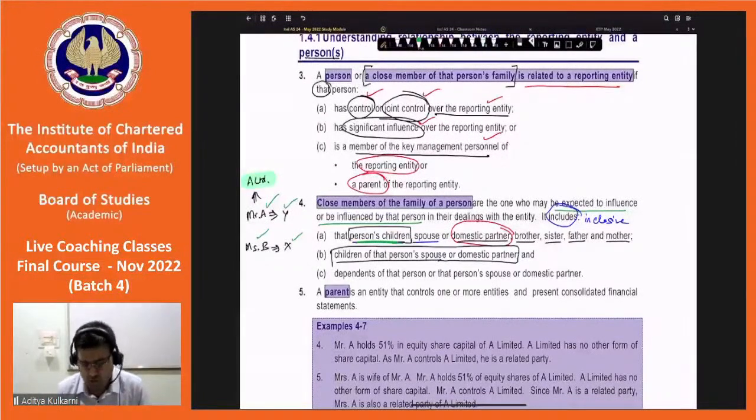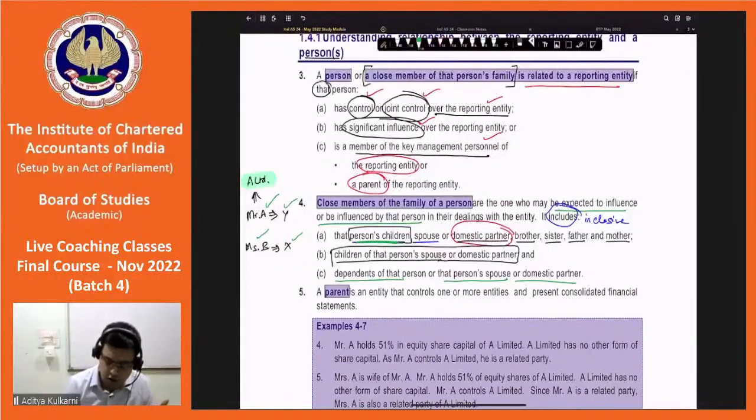So close members of family include children, spouse, partner, brother, sister, father, mother. Children of that person's spouse or domestic partner. Suppose you have remarried someone, then if that person has a child, that person will be influenced by that child. So indirectly, you are also going to get influenced by that child. And that is how the relationship works. And dependents of that person or the person's spouse or the person's domestic partner.